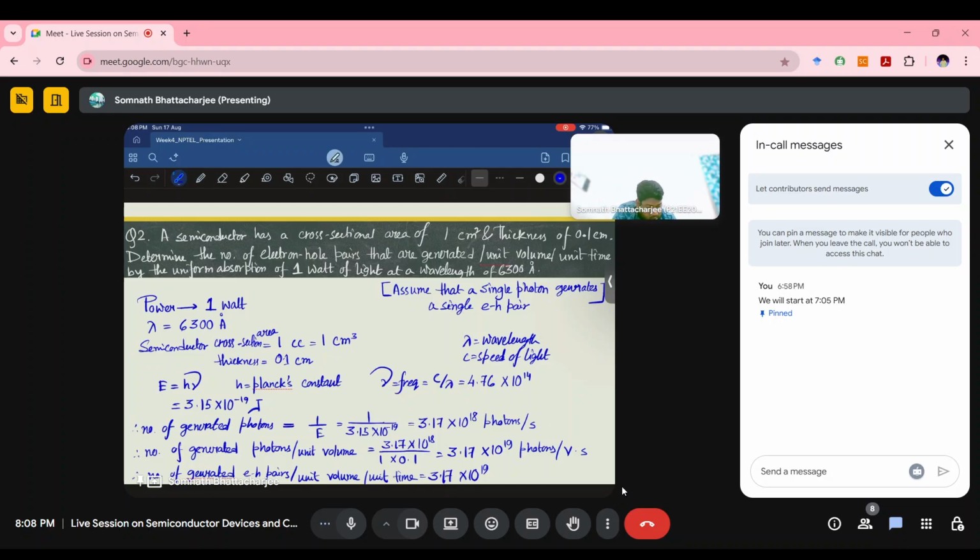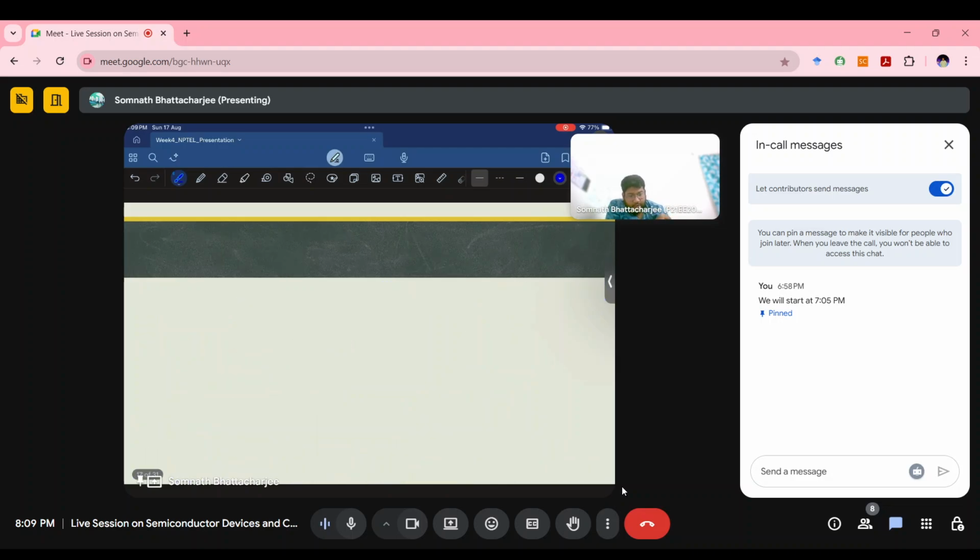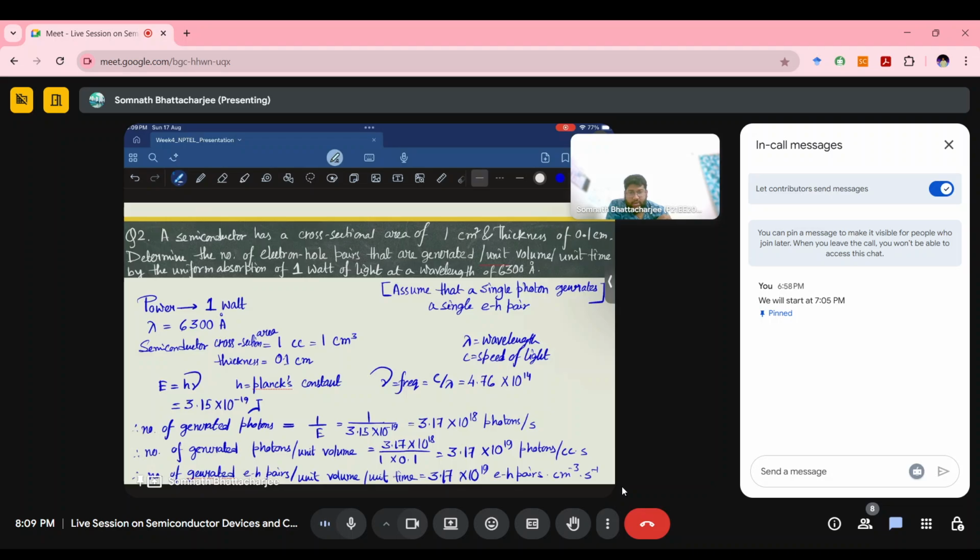And this would be in cc, right? So this is electron hole pairs multiplied by centimeter minus 3 second minus 1. So this is the number of electron hole pairs per unit volume per unit time. So the value is 3.17 into 10 to the power 19 electron hole pairs per cc per second. So if anyone has any questions on this, or we can move to the next question.